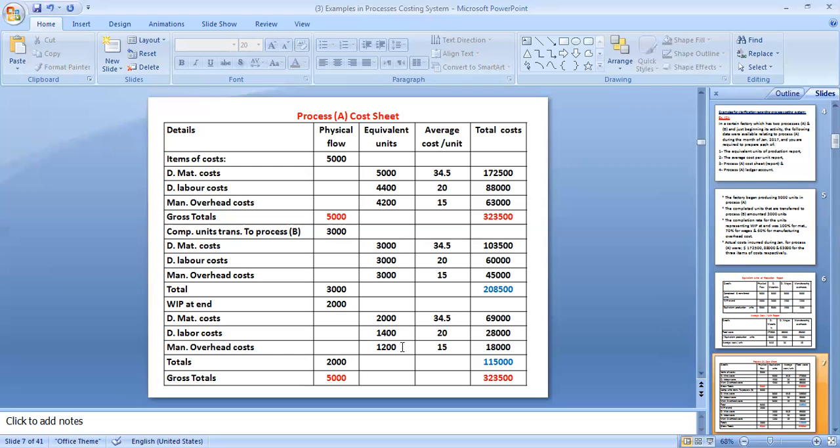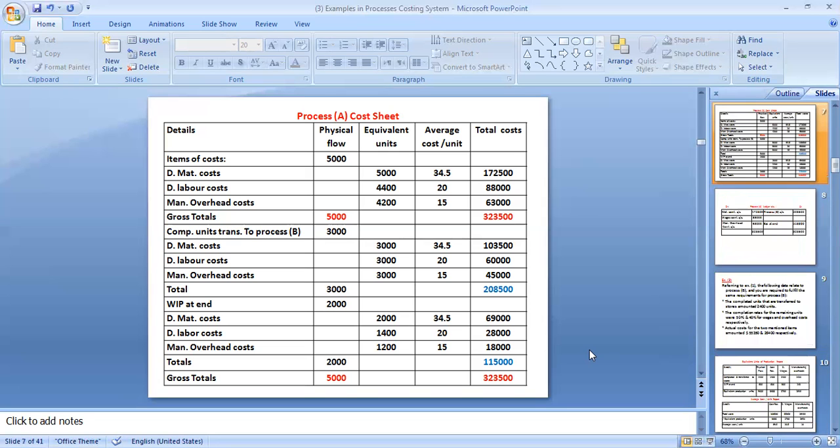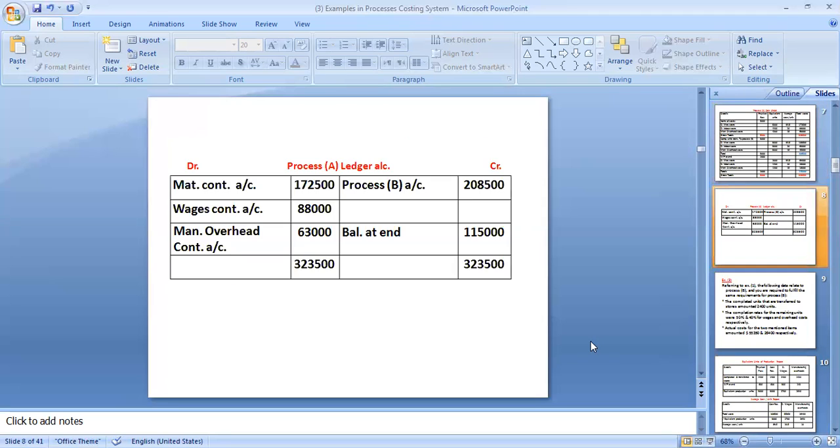1,200, as 60% of 2,000 regarding manufacturing overhead, multiplied by the average cost per unit of the equivalent unit regarding indirect manufacturing cost. And this is the total cost, as I told you. Now, this is the process ledger account. All these 3 items are in the debit, and the total of 208,115 is in the credit. 208,115, and this is the grand total.